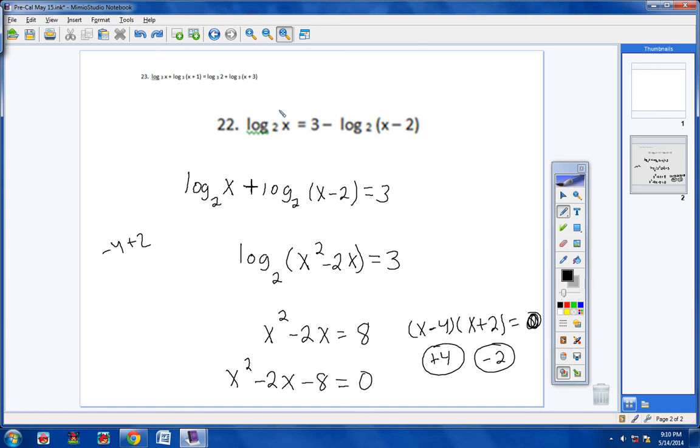So if I put a negative 2 right here for x, boom, right away it fails. I'm taking the log of a negative number, and your argument can never be negative. So this solution does not work. This one does. The answer is 4.